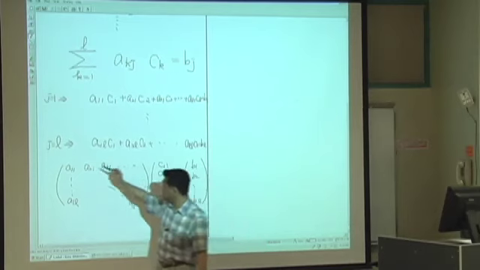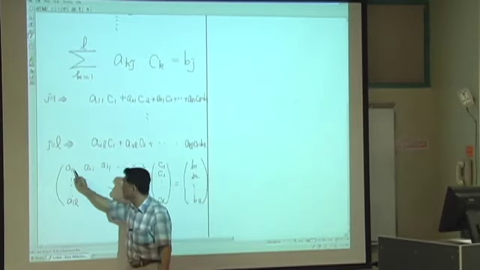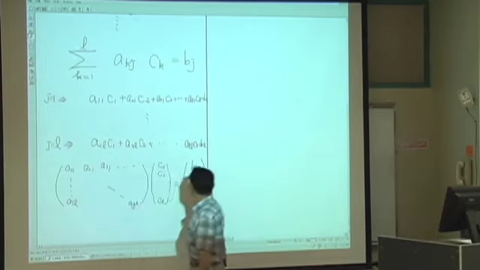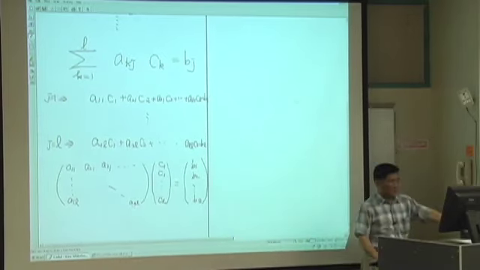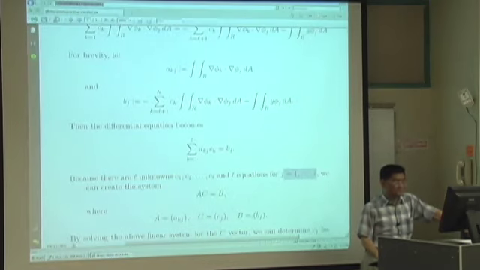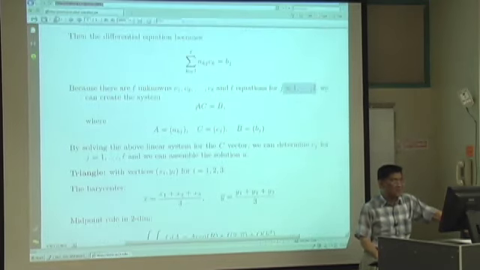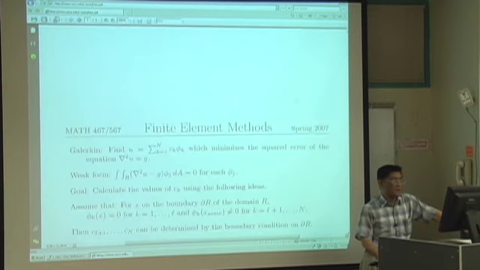As you can see, to create this kind of system, you need to determine Aij and Bi, right? We create the system like this, and then we solve this system for C, the unknown. After solving for C, we can use these C values with these phi values to find the solution.